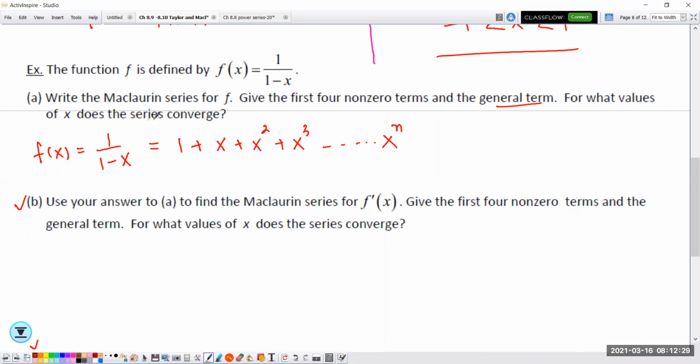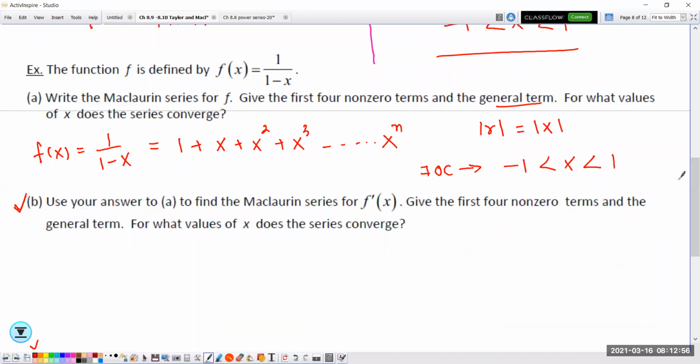For what values of x does the series converge? So absolute R is absolute x. So the IOC is this geometric series. You don't have to do the ratio test. Understand the question: for what values of x does the series converge? It means finding the interval of convergence, the domain. So this is easy, we got it. I want to make sure that you understand B and C.